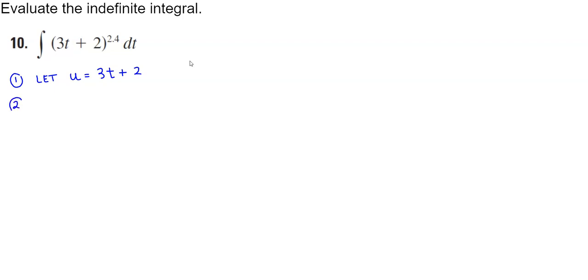Okay, now we're going to take the derivative of both sides. Taking the derivative of u is going to give us du, and the derivative of 3t is going to be 3 dt, and the derivative of 2 is 0. Okay, so if we come back up to the original question, you can see that dt is the only thing that we need to substitute, so we need to bring this 3 to the other side of the equation. So in order to do that, we're going to divide both sides by 3.